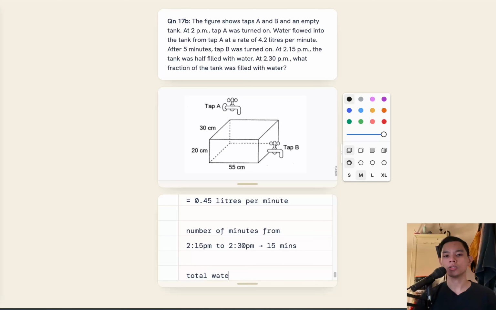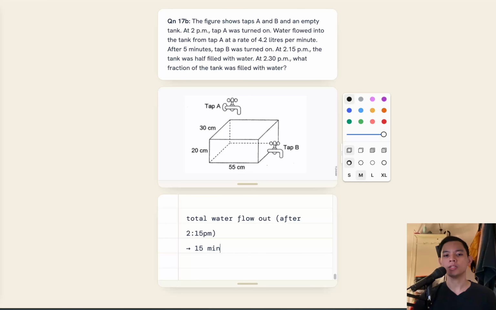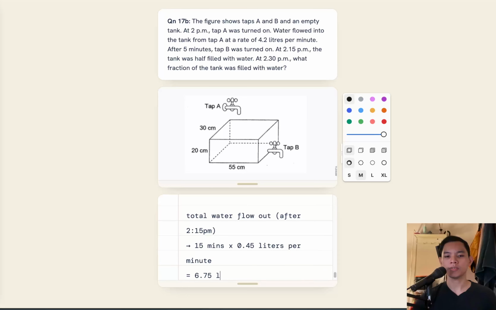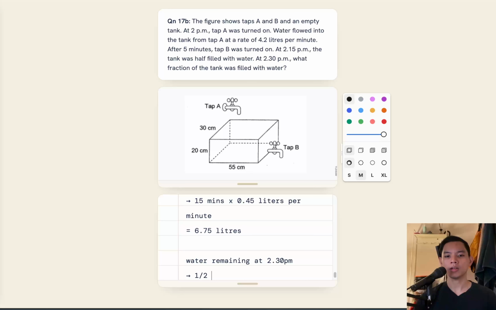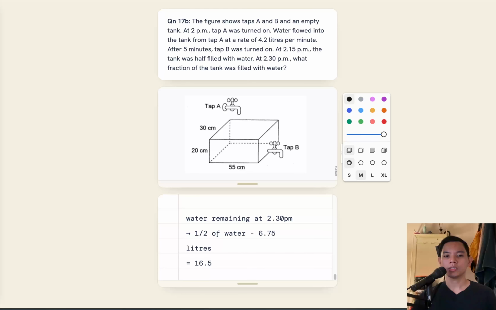So total water flow out after 2:15 p.m. will be 15 minutes times 0.45 liters per minute, and this will be 6.75 liters. So the water remaining at 2:30 p.m. will then be half of the water minus 6.75 liters. Do we know half of the water? Yes, we do, 16.5 liters. Okay, 16.5 minus 6.75. This will be equal to 9.75 liters.